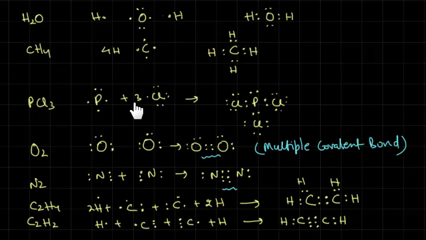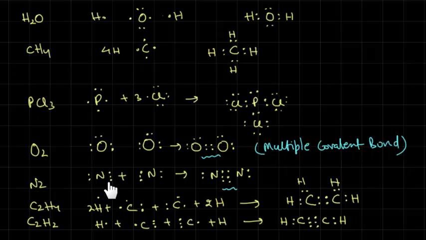PCl3: phosphorus has 5, 3 chlorine. So one here, one here, one here. Again chlorine will also have 8, phosphorus will also have 8. Oxygen: in the case of oxygen, it has only 6 electrons. So if it shares only 1 electron with the other oxygen, it will have only 7 valence electrons. So instead of sharing just 1, it shares 2 electrons. Now these 4 electrons are shared by both, so each of them again has 8 electrons. So this is a case of multiple covalent bond.